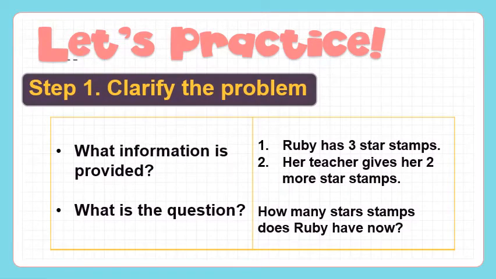So when we are going to clarify the problem, we are going to answer 2 questions. First is what information is provided. Second, what is the question? So in this statement, the information given were, first, Ruby has 3 stamps. Second, her teacher gives her 2 more star stamps. Now let's find the question. In the statement, the question is, how many star stamps does Ruby have now?